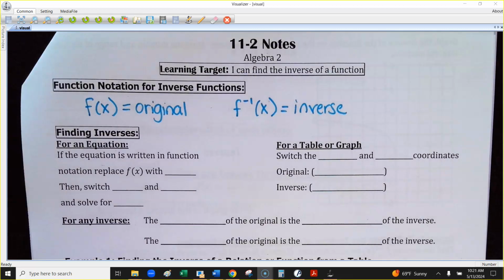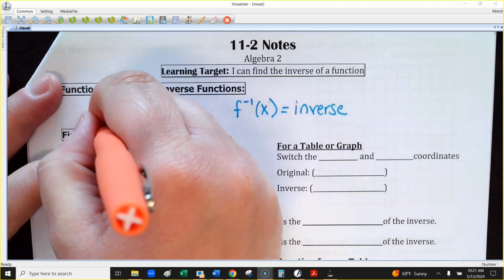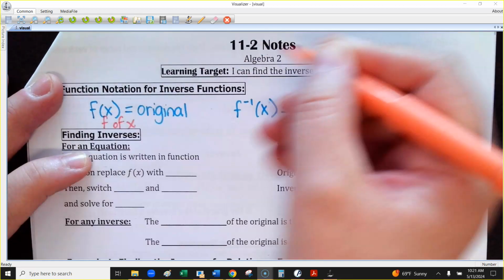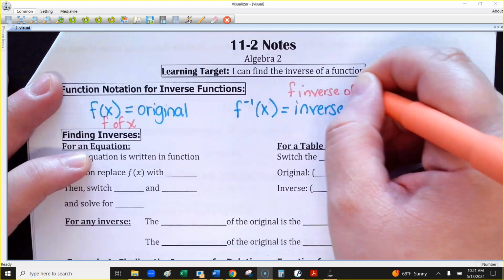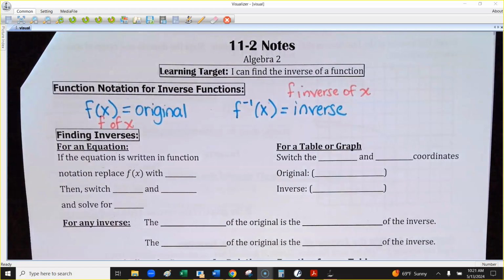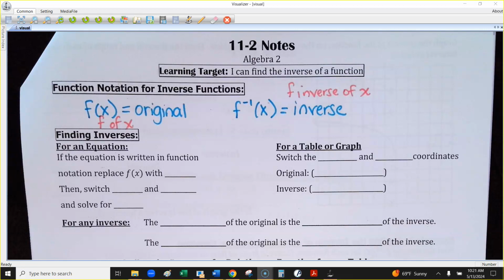So this you would read f of x. This would be f inverse of x. That would be how you would read that. Okay, now it depends on what you're given how you're going to go about finding an inverse. So we're going to do 3 types today. We're going to do if we have an equation, if we have a table, or if we have a graph.